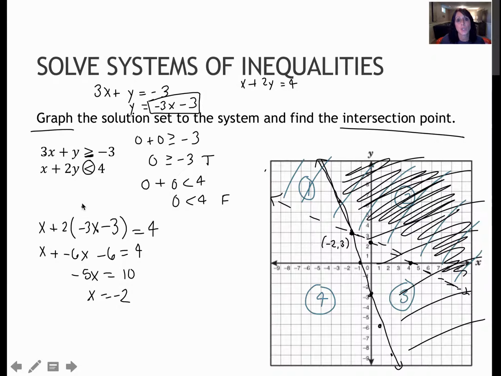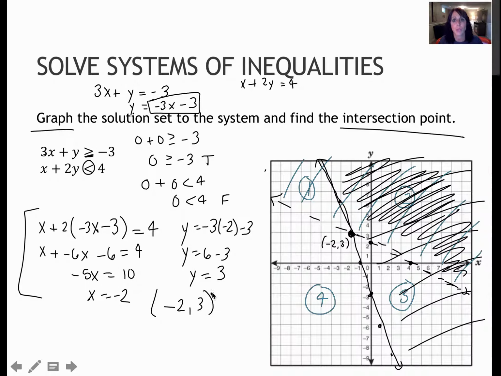Take that -2, plug it back into any of those. I'm going to choose this one: negative 3 times x minus 3, which gives me positive 6 minus 3, which gives me 3. So my intersection point is negative 2, 3. Now again, this one I actually did all of the work to find negative 2, 3. Normally I would look at this and say, yeah, that looks pretty good, and I would check it by plugging it into both of those equations. But if you're not sure, this is how you would do that.